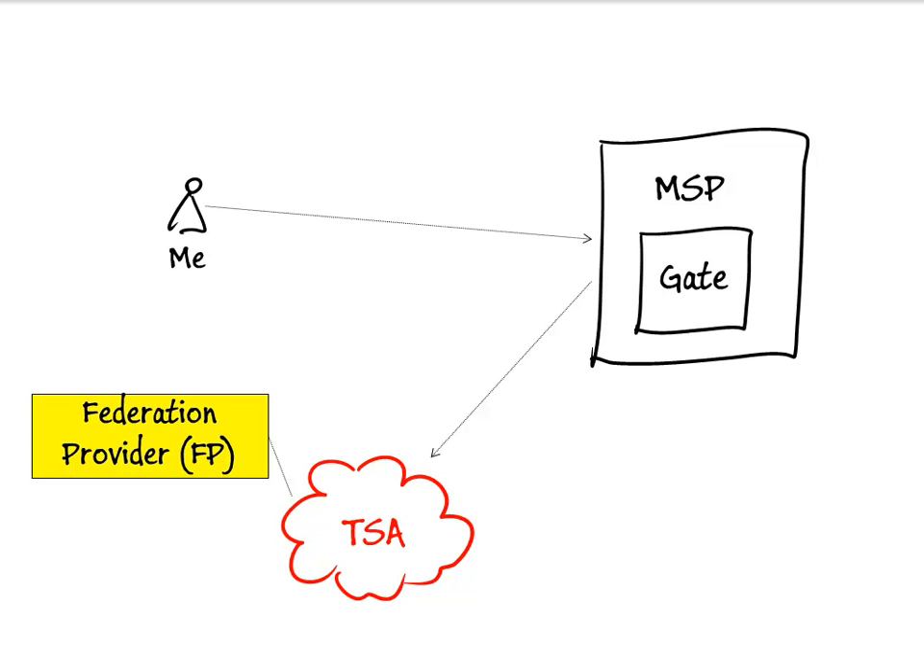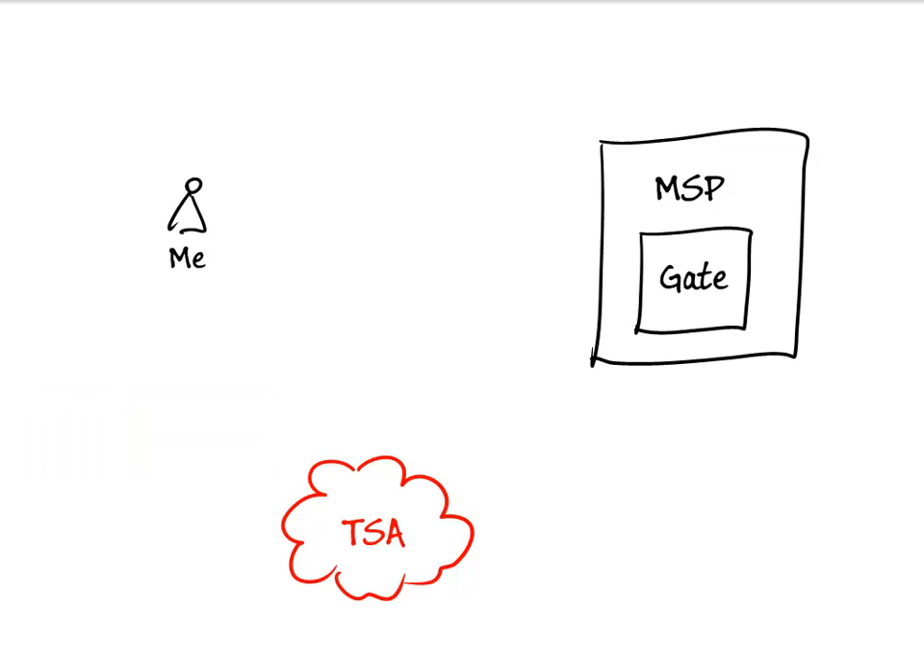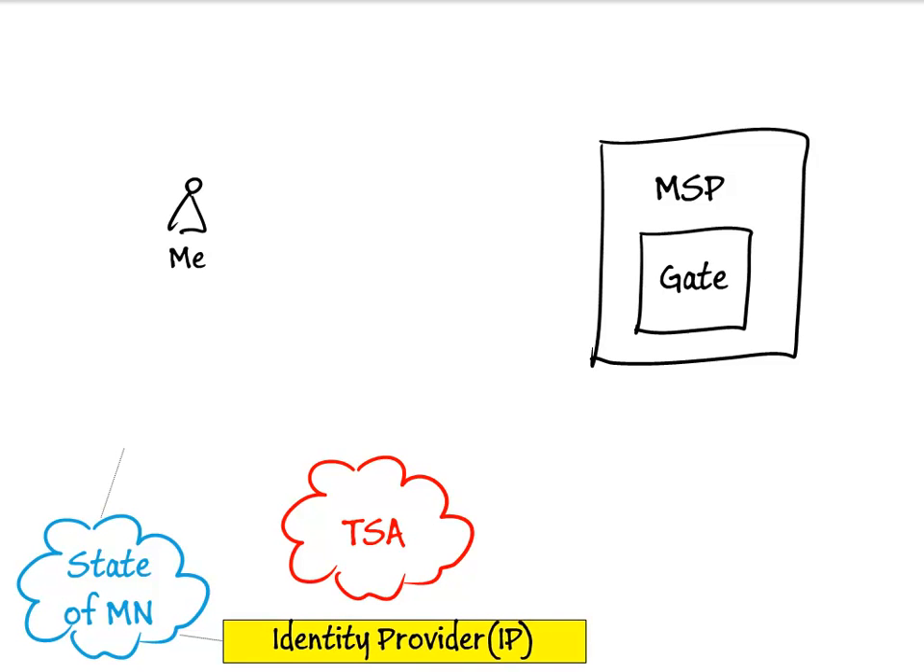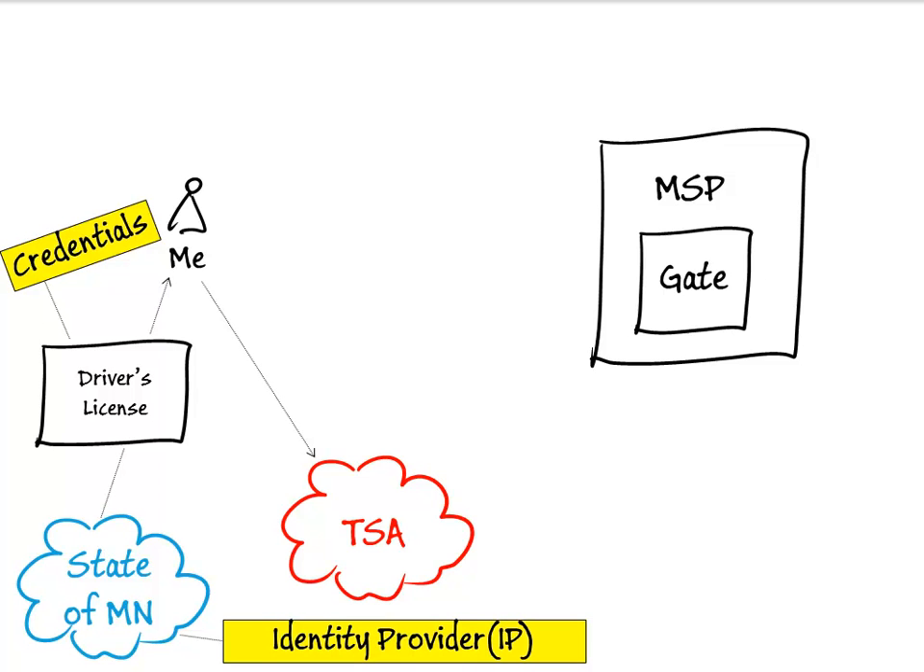So when I get to the TSA, what do I have to do? Well, I need to provide them with some credentials. Now, the TSA does not issue credentials, right? They rely on something else. In this case, it'll be the state of Minnesota. It could be the U.S. government and a passport. But either way, in my case, I'll present a driver's license from the state of Minnesota, which is an identity provider because they go through the process of actually verifying I am, in fact, me. Once they've verified that, they issue me a driver's license, which are my credentials. I can then take those credentials and present them to the TSA.